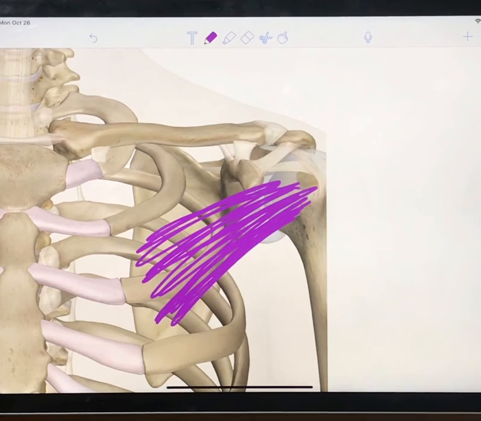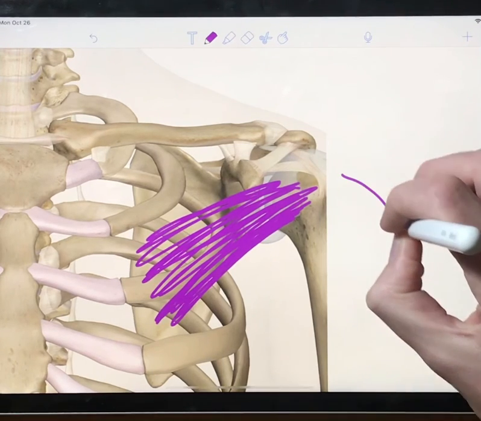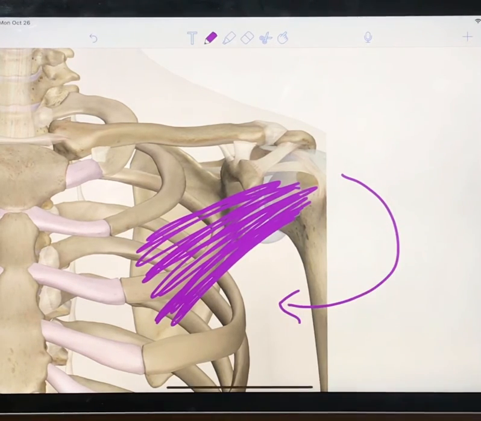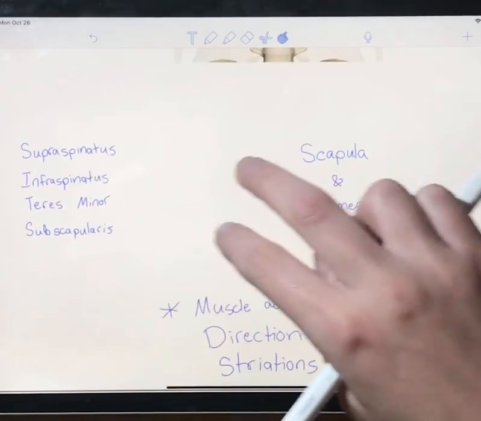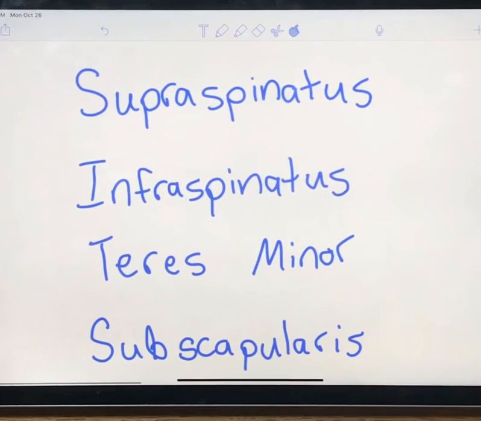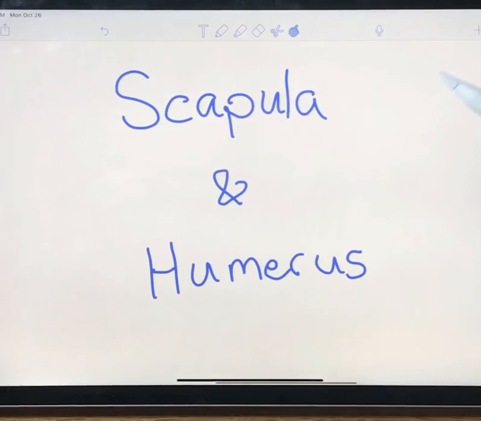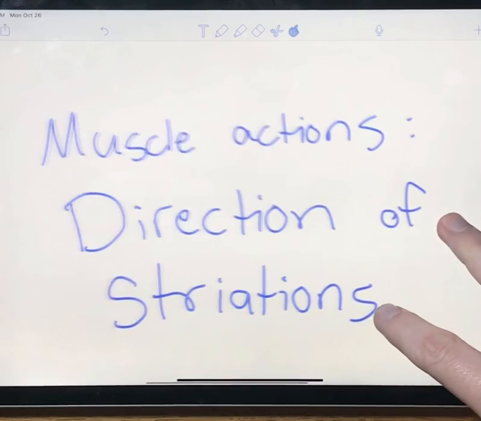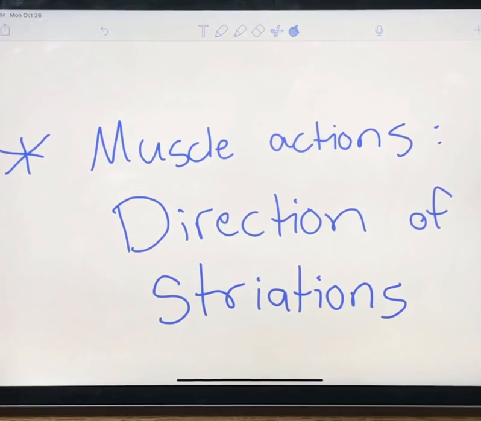The action of this muscle is medial rotation of the shoulder joint, which rotates the shoulder towards the midline of the body. So, to review, the 4 muscles that make up the rotator cuffs are the supraspinatus, infraspinatus, teres minor, and subscapularis. They each connect to a certain place on the scapula and to either the greater or lesser tubercle of the humerus. These muscles cause certain actions because of the directions of their striations.